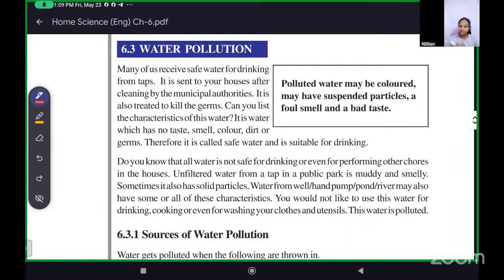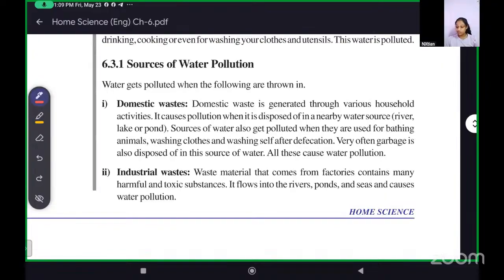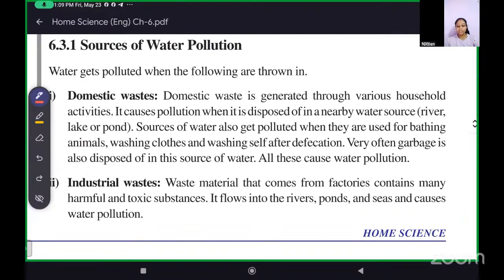Now, what are the sources of water pollution, or what things cause water pollution? Domestic waste. Domestic waste is generated through various household activities, that is, the waste that is generated in our homes. It causes pollution when it is disposed of in a nearby water source, that is, a river, lake, or pond. Sources of water also get polluted when they are used for bathing animals, washing clothes, and washing oneself after defecation. Very often, garbage is also disposed of in this source of water.